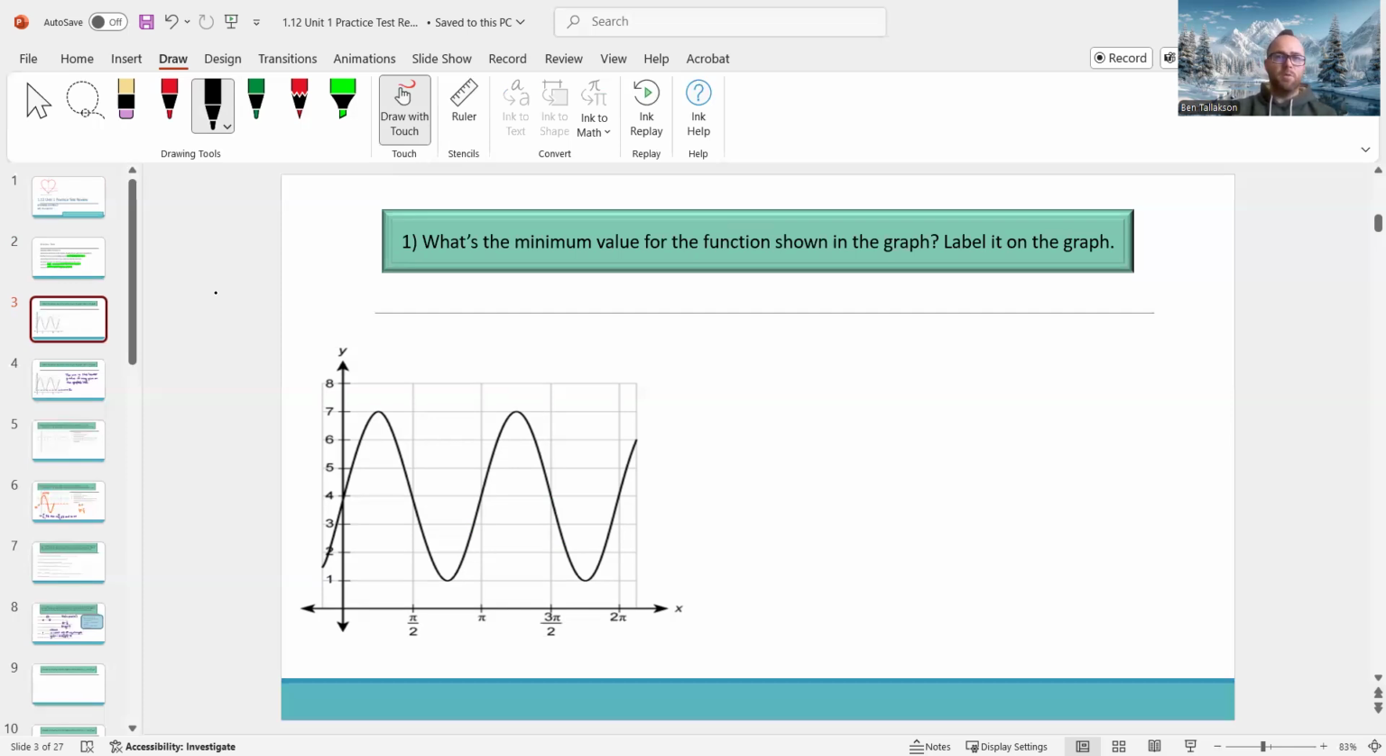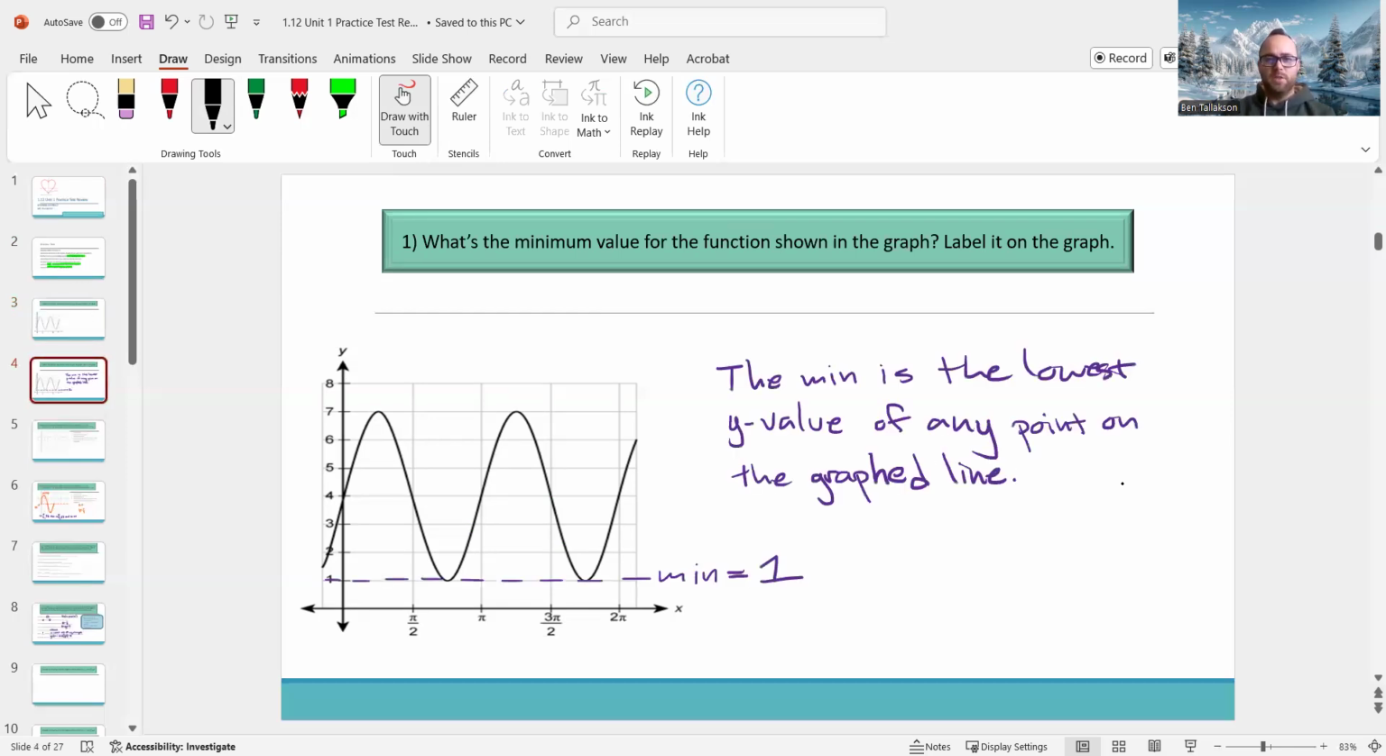So here we go. Number 1, what's the minimum value for the function shown in the graph? Label it on the graph. This is a very simple question. Minimums are the lowest y value of any point. So ultimately, you're looking on your graph line and you're asking yourself, what's the very lowest point? It's right there. And if it's there, it's in the same place here. So we're looking at the y value there, okay? And that is 1. So the minimum value is 1.